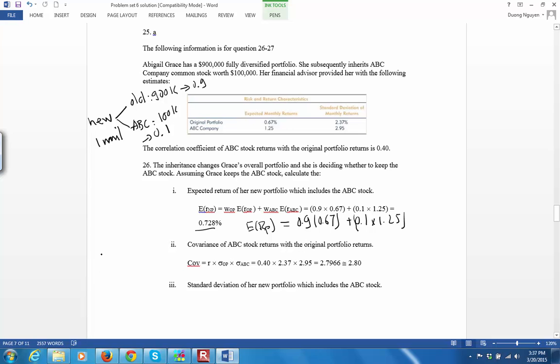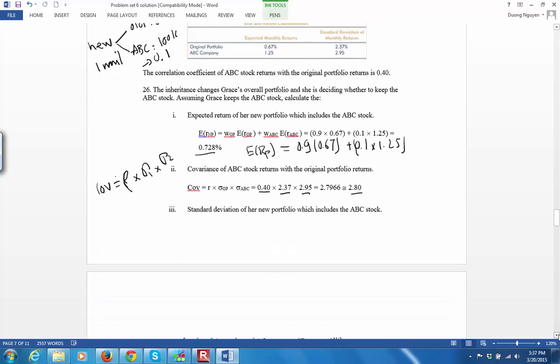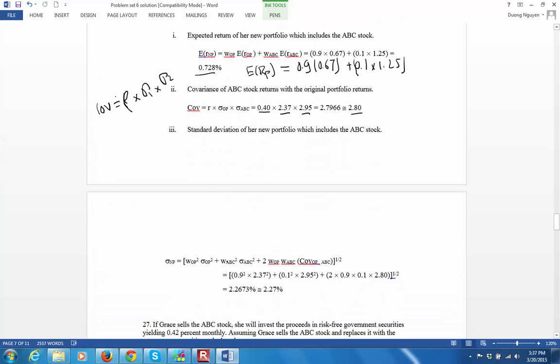And you know that the covariance equals correlation times sigma 1 times sigma 2. The correlation is 40%, sigma 1 is 237, sigma 2 is 295, and the covariance is 2.8. Then for the standard deviation of the new portfolio, use the formula we have here, and you should be able to get the standard deviation.